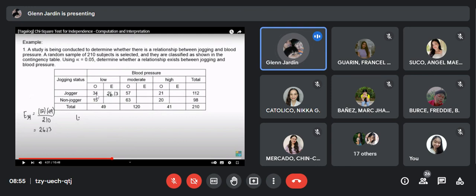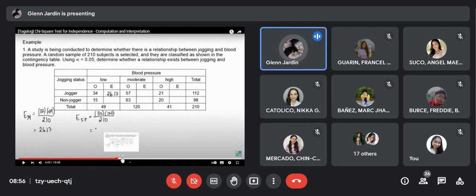To get the expected value for joggers with low blood pressure, the jogger total is 112. The total under low blood pressure for joggers and non-joggers is 49. Multiply the two, 112 times 49, divided by the grand total of 210. That is why you get 26.3. That is where it comes from. That is why we have a contingency table, so it is easier and we do not get confused about what to multiply.